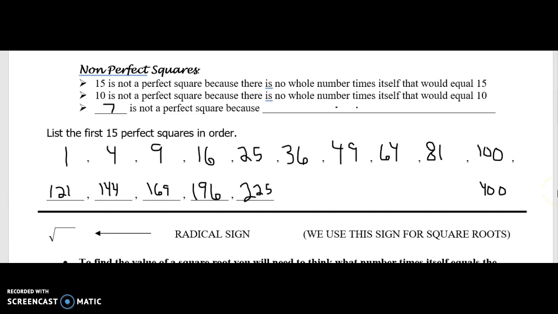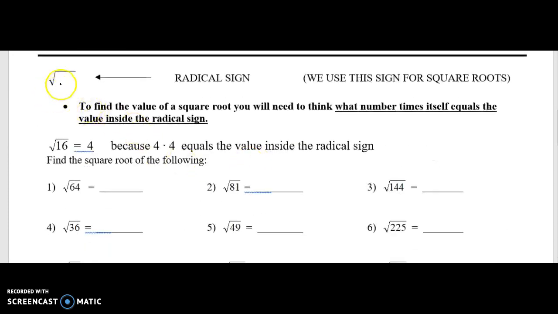So what we have here is our perfect squares. These are the numbers that when you square root them, you'll get a whole number. The square root of 1 is 1. The square root of 4 is 2. The square root of 9 is 3, so on and so forth. That's where these radical signs come in. This is what's telling you to take the square root.